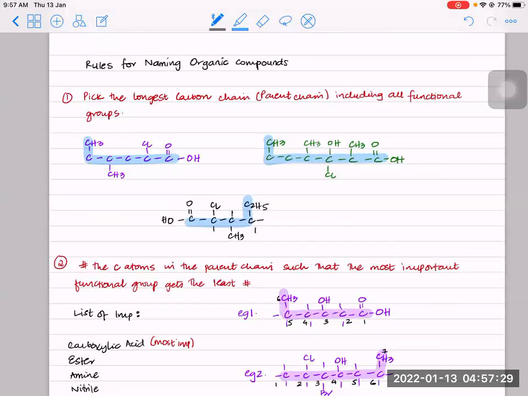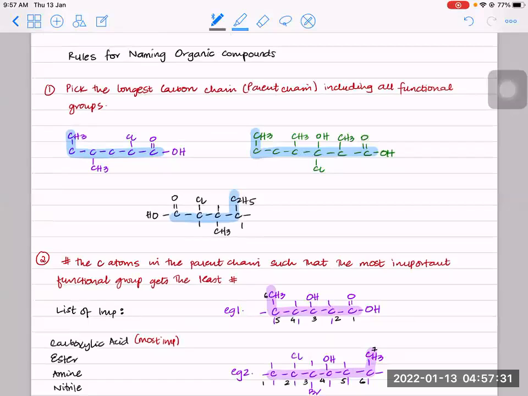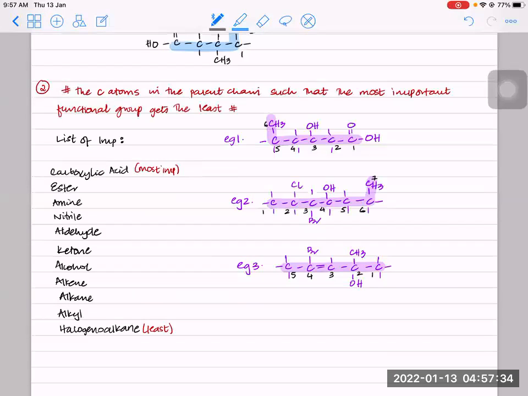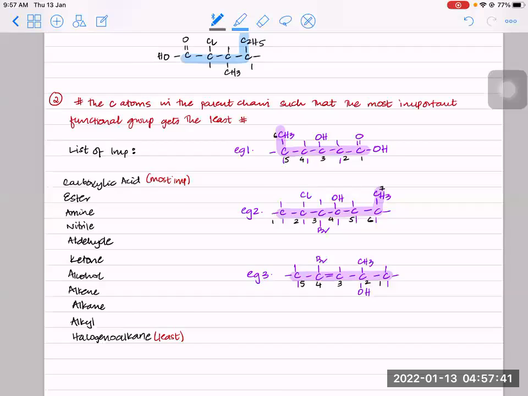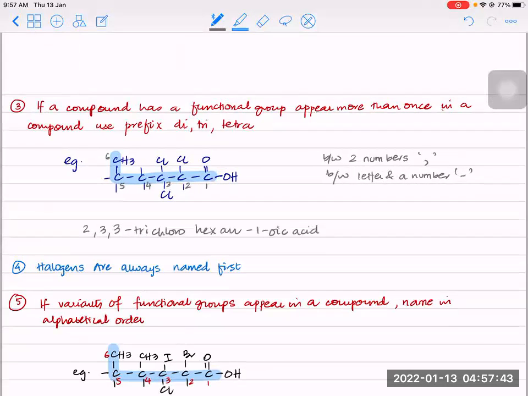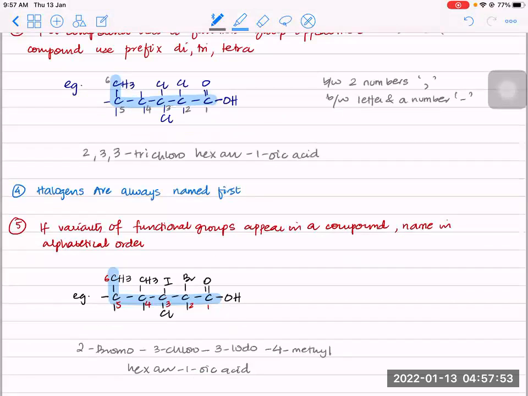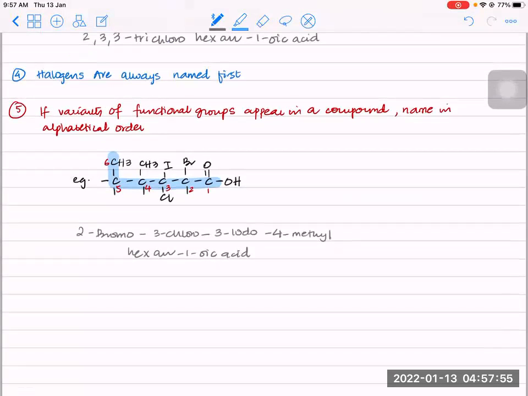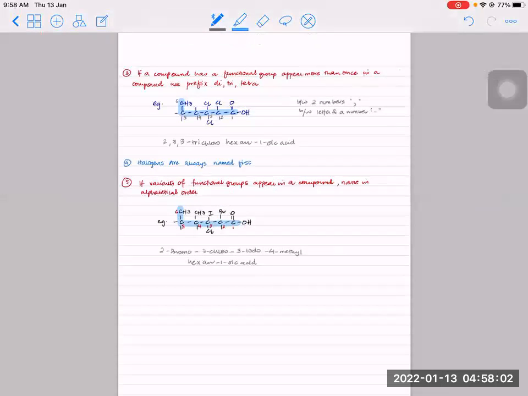Pick the longest chain or the parent chain, including all functional groups. Then you number the carbon atoms in such a way that the most important gets the least number. The list of importance is right here. Then, if a functional group appears more than once, you use the prefix di, tri, tetra. Halogens are always named first. If variants of the functional group appear in a compound, you name them in alphabetical order. Clear? Is this clear?